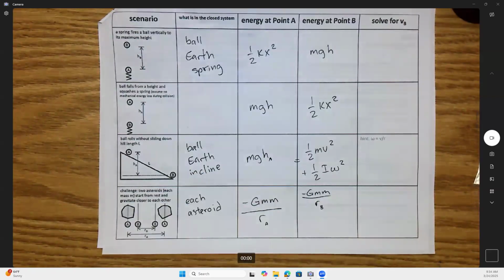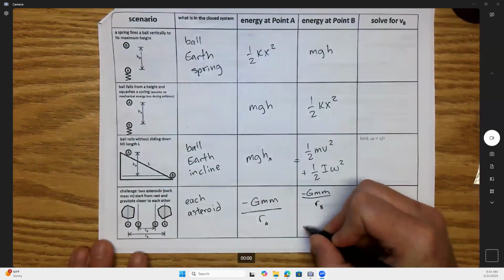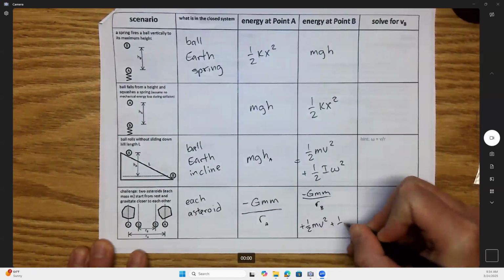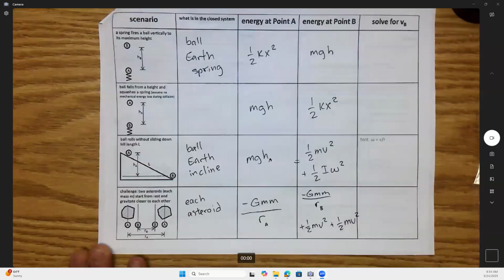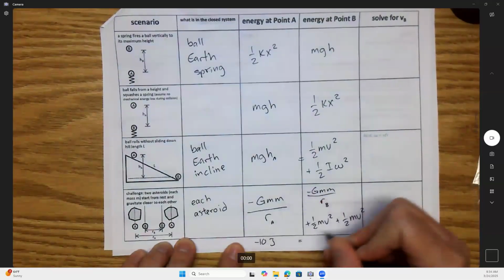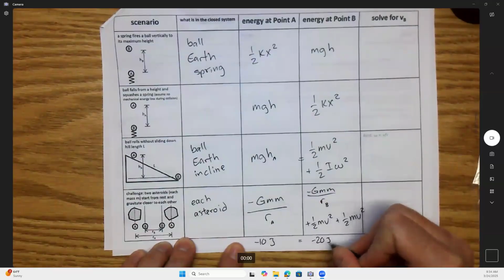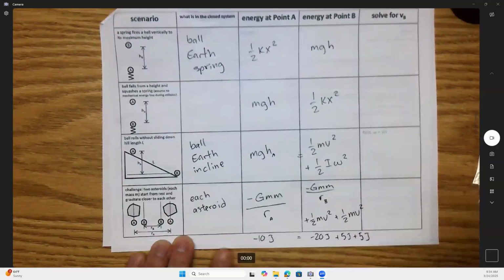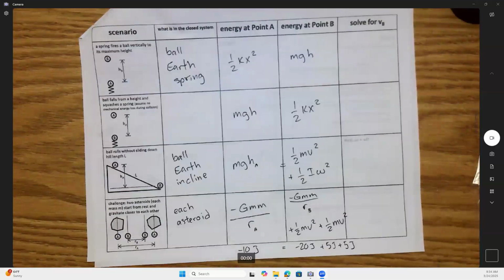So those extra 10 joules have to go somewhere. They all went to motion. Isn't that plus 1/2 mv squared plus another 1/2 mv squared? Right? So you may have like negative 10 joules equals negative 20 joules plus 5 joules plus 5 joules, for example. And okay, I can give you some numbers so you can plug it in and solve for it. Okay. All right, is that okay? All right. That's a pretty good pause point today.